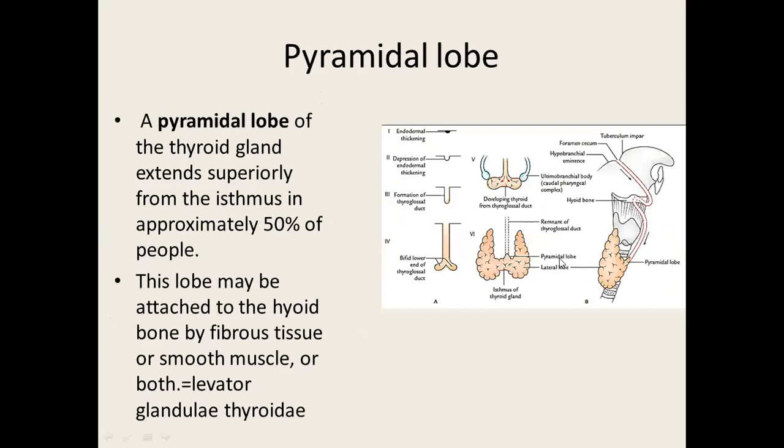So what about the pyramidal lobe, which I have already told you? A pyramidal lobe of the thyroid gland extends superiorly from the isthmus and it is present in around 50% of people. This lobe may be attached to the hyoid bone by fibrous tissue or a smooth muscle, which is known as levator glandulae thyroidae, which is also derived from the thyroglossal duct.